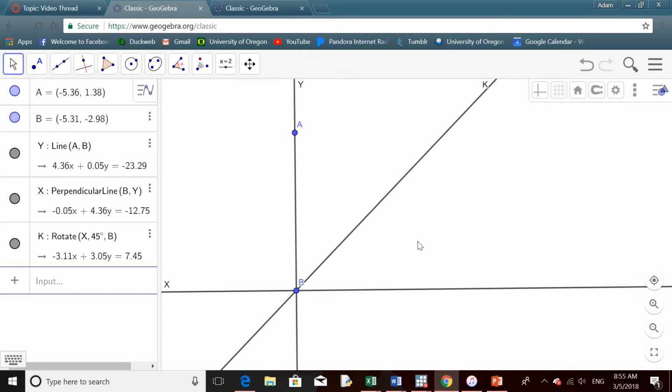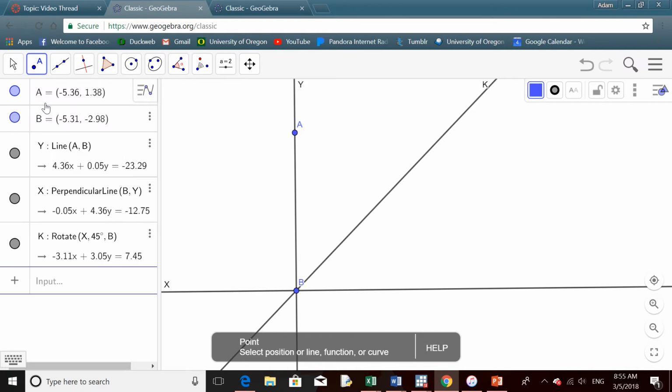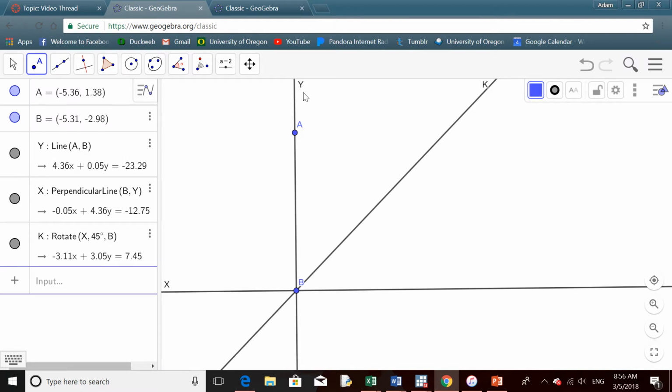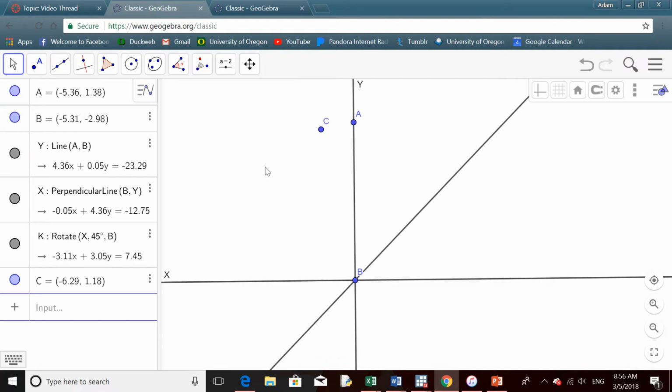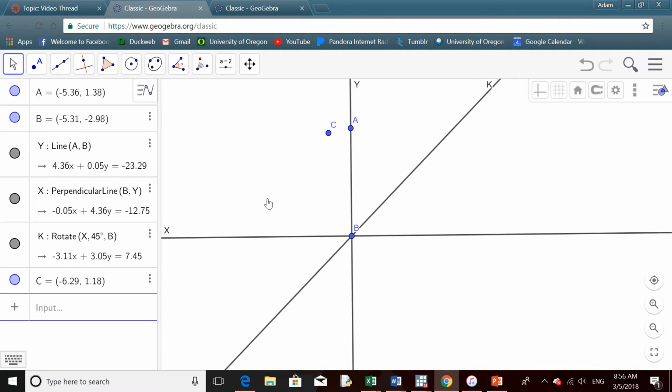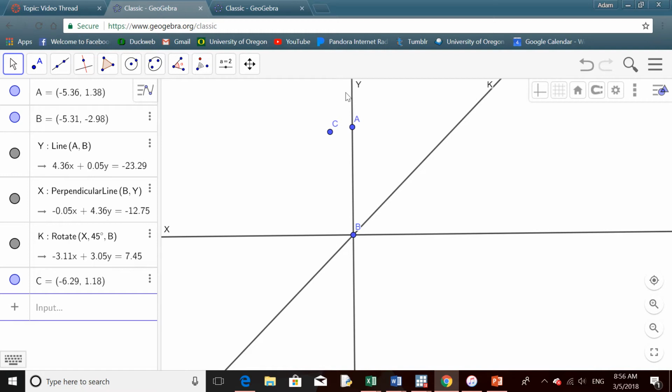Alright, now the first thing we're going to do is demonstrate the image of some arbitrary point under the composition of the reflections, reflection of y, of reflection of k, of reflection of x. Just a reminder that when we are actually forming this image, we are performing those reflections in the opposite direction in order to get the point that we want.